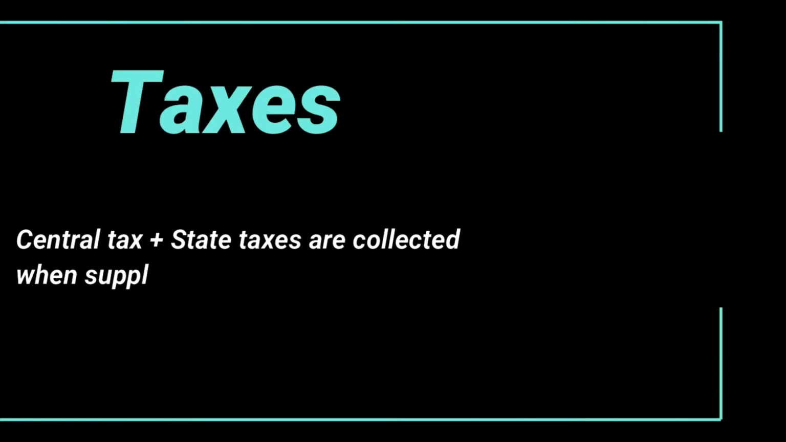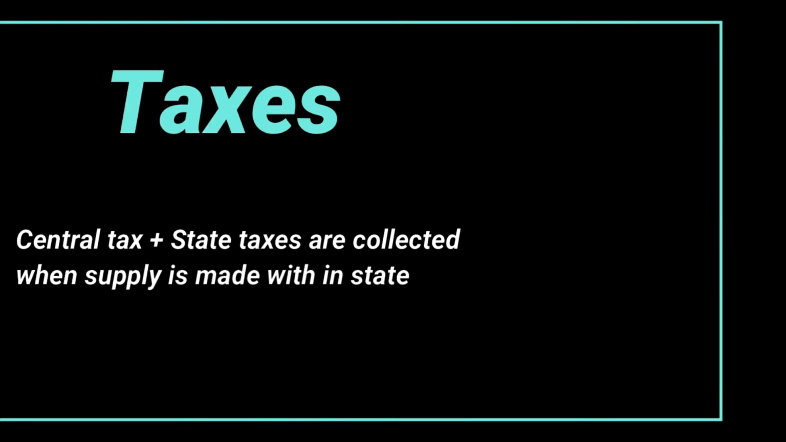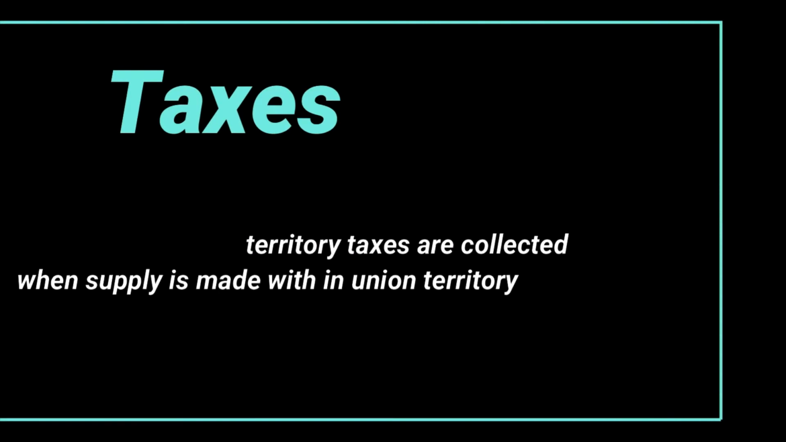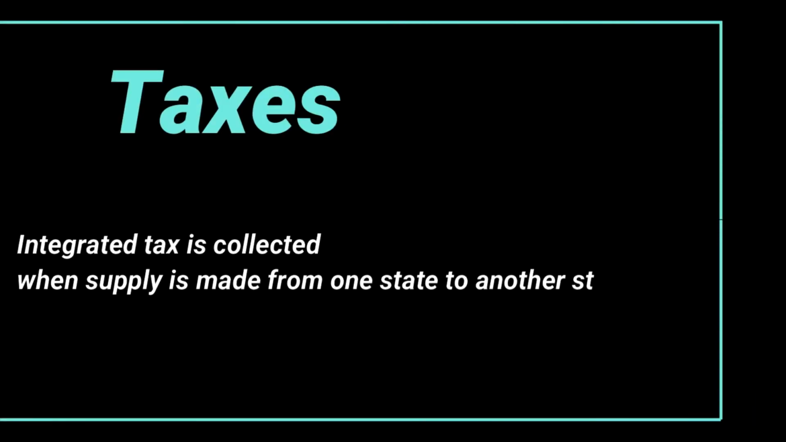Central tax and state taxes are mutually collected when the consignment is shipped within the state. Central tax and union territory taxes are mutually collected when the consignment is shipped within the union territory. Integrated tax is collected when the consignment is shipped from one state to another state.